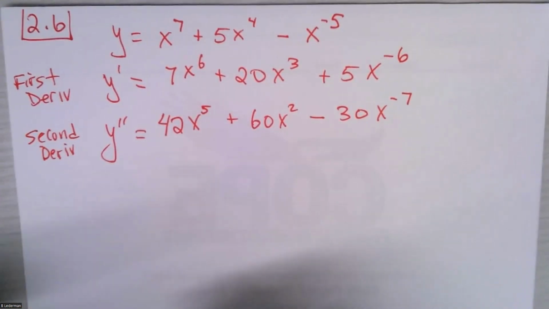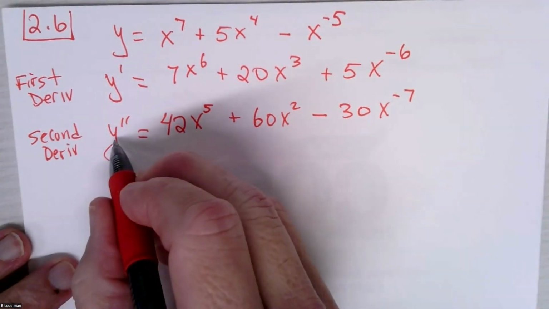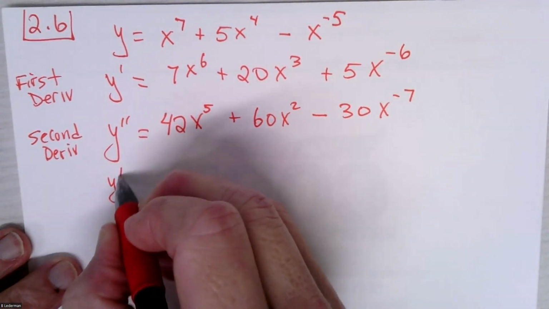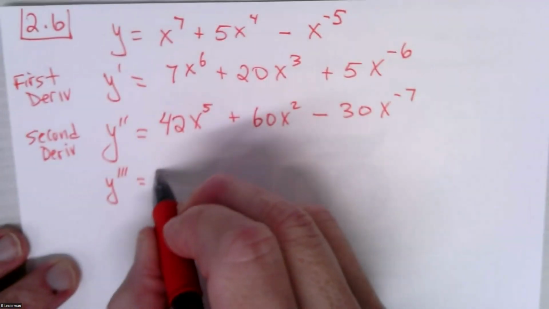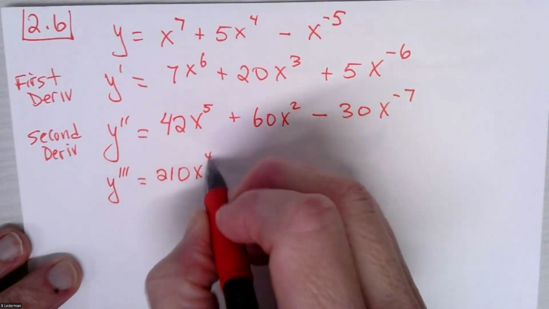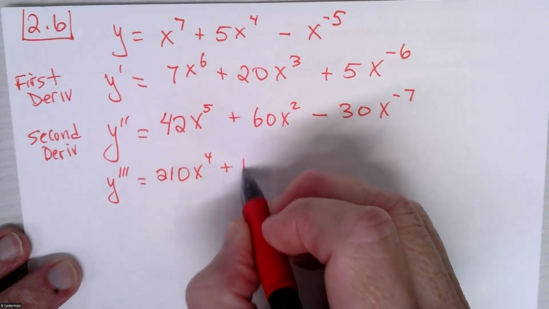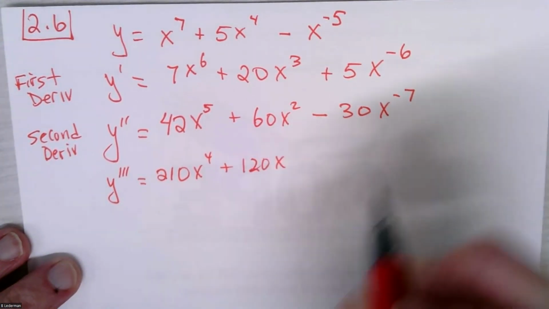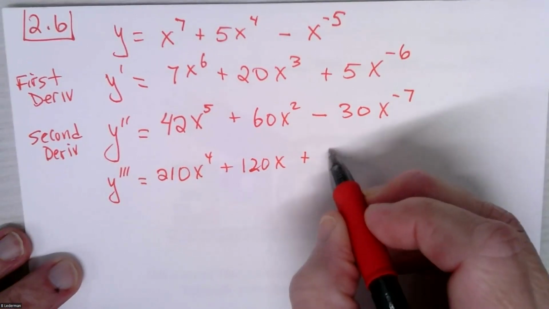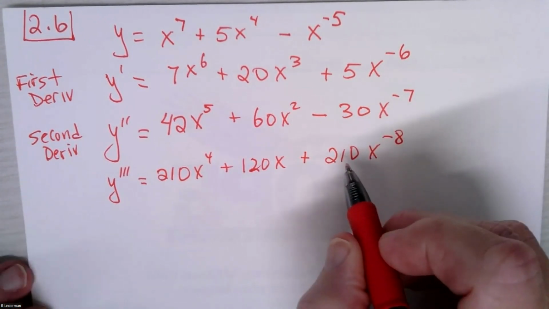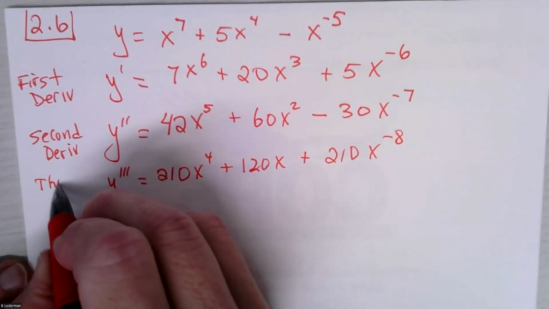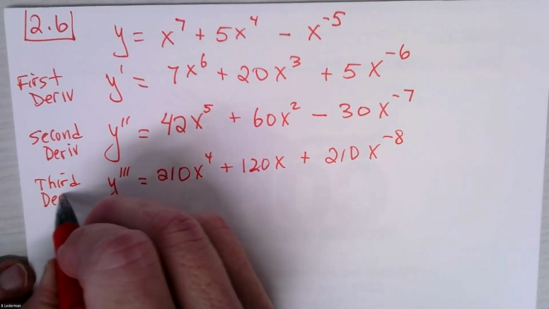That's all we're doing in 2.6, but just to give you the idea going forward, if I would take the derivative of this last one, so I write y triple prime, that's 5 times 42 is 210 x to the 4th, plus 2 times 60 is 120x, plus 210 x to the negative 8, because negative 7 times negative 30 is 210. And this would be the third derivative.